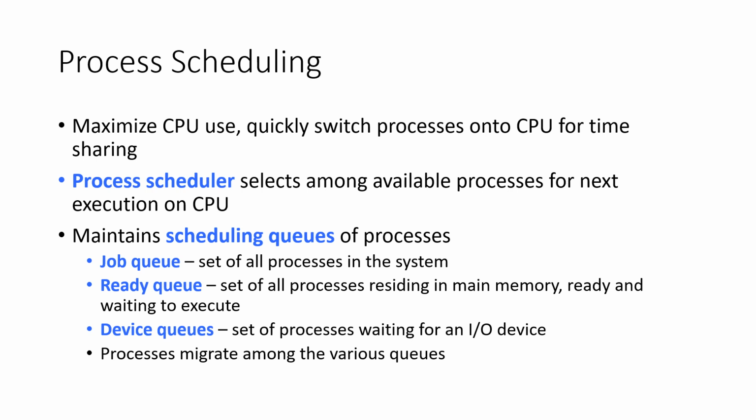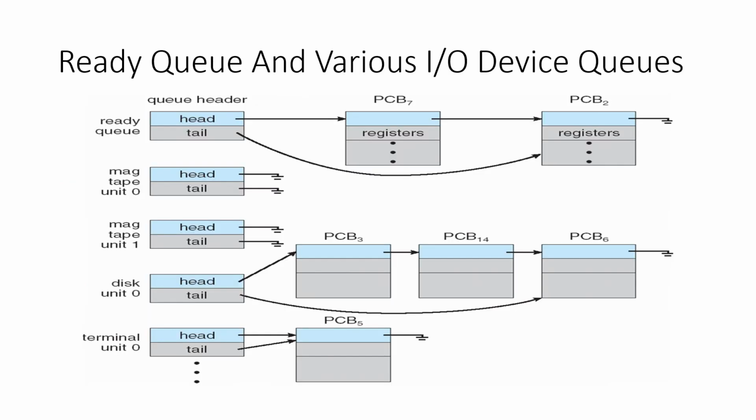Next, processes migrate among these various queues. So obviously, there is a ready queue. From the ready queue, a process may go for a device IO request, so it will go into a device queue. Then after it finishes the device queue, it may come into the waiting queue because there may not be space in the ready queue. So it will come into the waiting queue and then it may come back to the ready queue. All these are the different queues and we will be studying them in detail further.